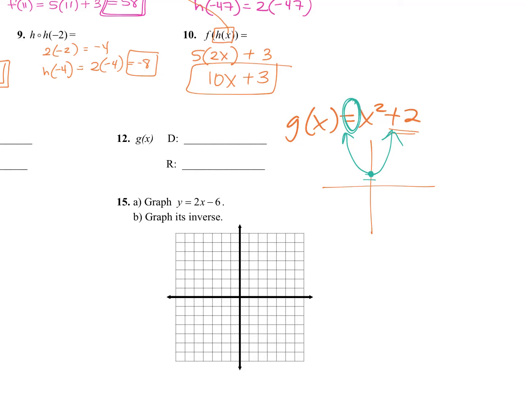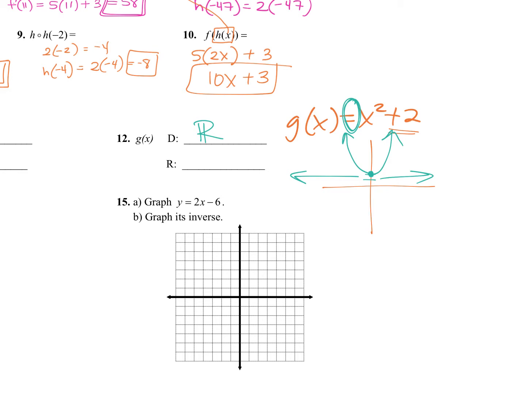So X values, your domain. How far can you go this way or this way with this graph? Your X values. Could you plug 1,000,000 into that graph? You could, right? Your domain is all real numbers. You can go -1,000,000, you can go +1,000,000, all real numbers, okay?